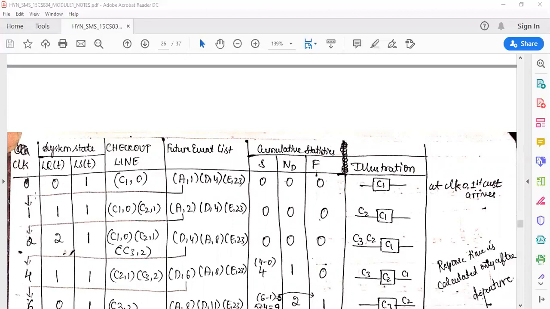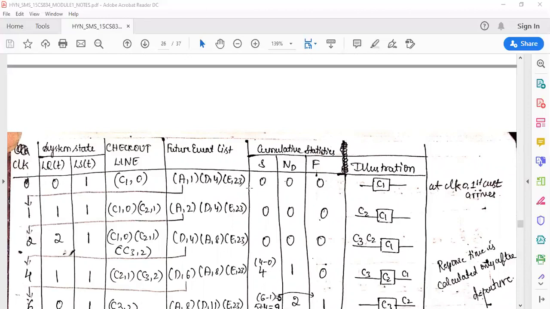So I will come here, clock is 0. What happened at 0? First customer came. The server was free, so that particular customer is assigned to the server. Now I will write the status of the queue. What is there at the left hand side? Nothing is there, so 0. Who is there with the server? Some customer is there with the server, that means the server is busy, so I will write the status as 1.